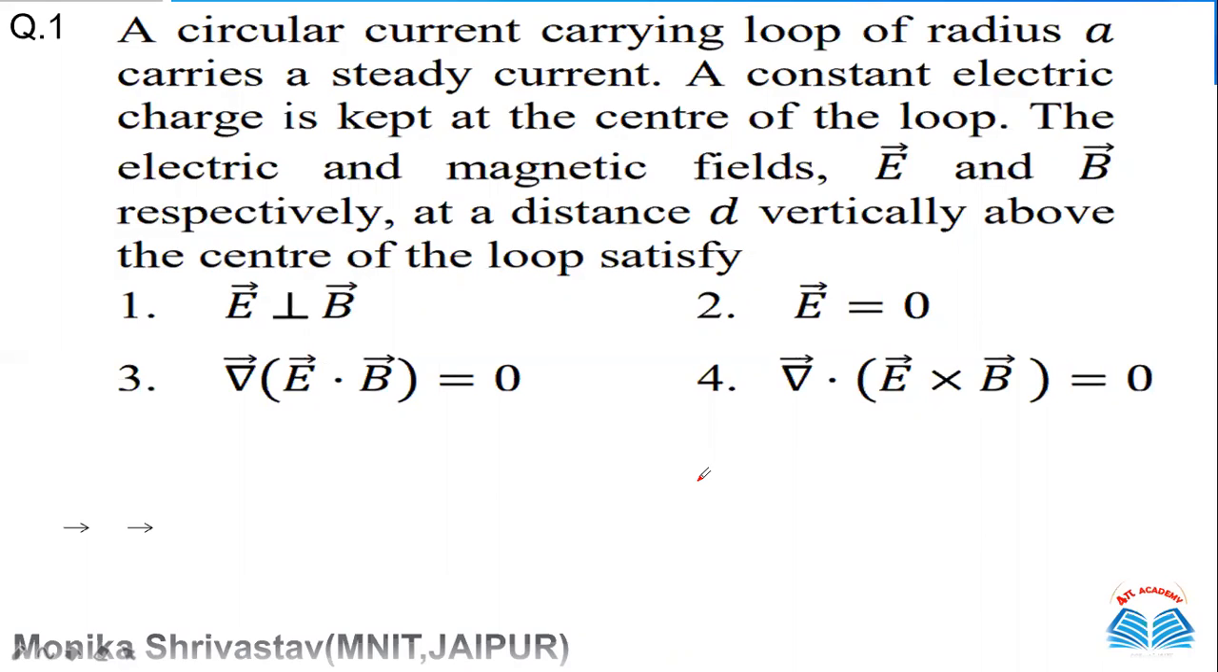So what is the question saying? The question is saying there is a circular current carrying loop which has the radius a, and it is carrying a current, let's suppose I, and there is a constant charge we will put at the center of that loop. The electric field is E and the magnetic field is B. So the relation between electric and magnetic field for this condition will be, and there are four options.